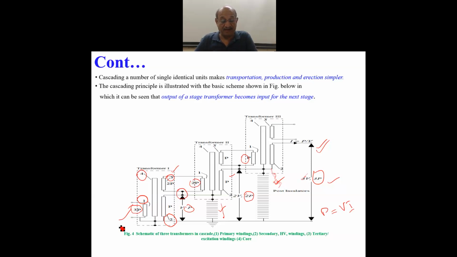So the current rating changes in the 3 stages, but the voltage rating also changes. Voltage increases, and the current keeps reducing in the 3 units. In fact, the total current required is so small that the conductor size need not be changed for each unit. They can continue to be of the same cross section, because the output current, as we learned, is 1 ampere or even less than that.